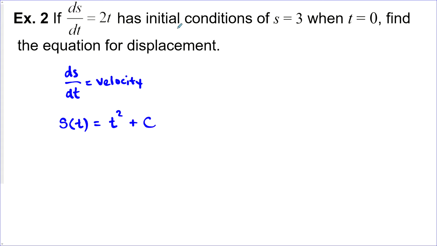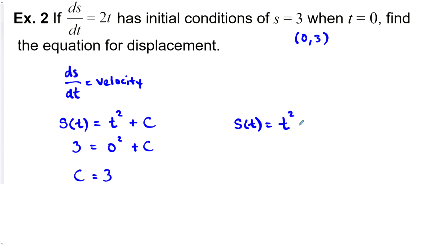In this question, we've been given initial conditions. So they told us the displacement was 3 when the time was 0. So they gave us this point on the graph. So let's put in that point. 3 is equal to 0 squared plus c. Now we can see that c is equal to 3. And now that gives us the equation for displacement is t squared plus 3.